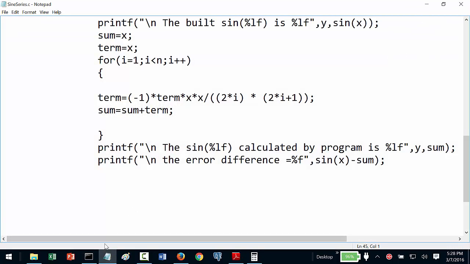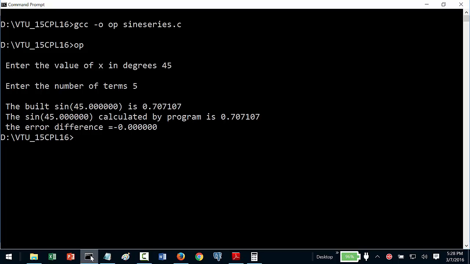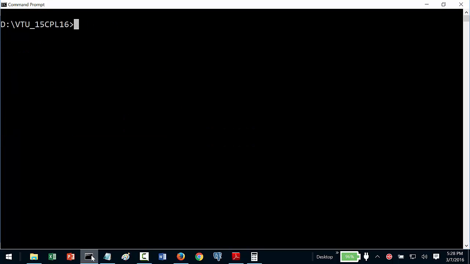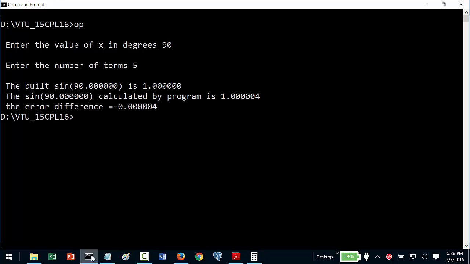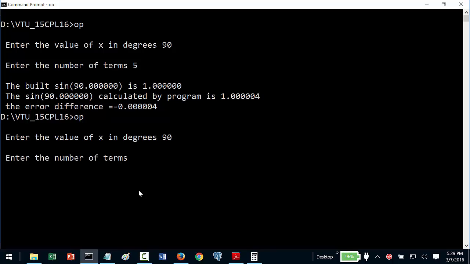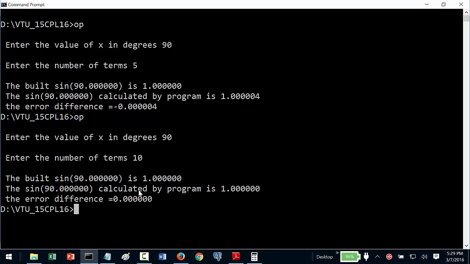Okay, so we can take other values as well. So we will take different values. OP, sine of 90. We'll have 5 terms. Sine of 90 is 1, so we are getting 0.1004. Maybe we can increase the number of terms. I told you there is a problem here, we have to have the number of terms. Now if I make the number of terms 10, the error difference is 0, right? So it is working perfectly fine.